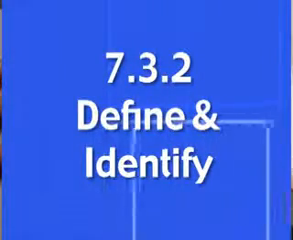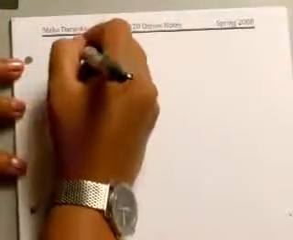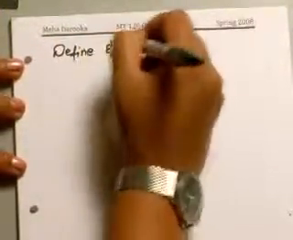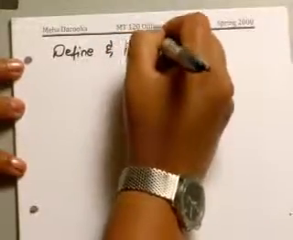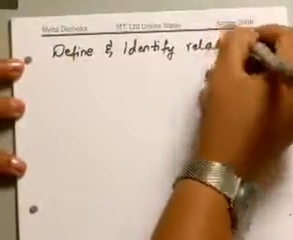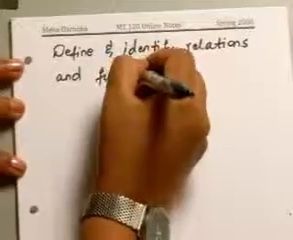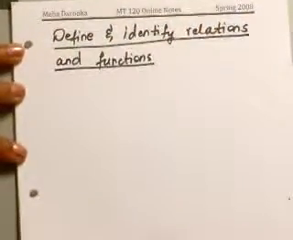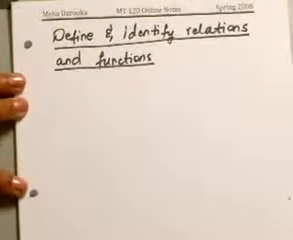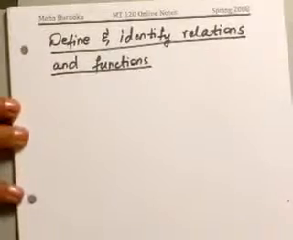Okay, let's talk about how to identify functions and relations. We'll start by defining them first, and then we will see how to identify between the two of them. Now we saw how we can write related quantities as ordered pairs earlier.